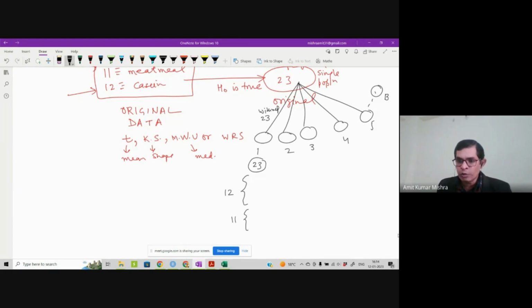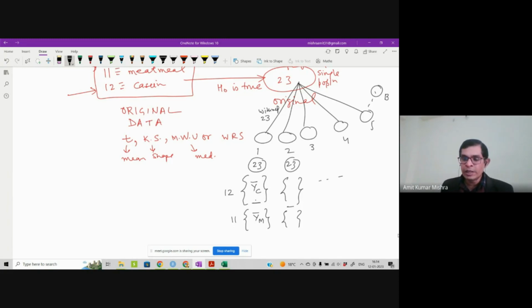So choose the first 12, find out the mean, call it yc bar, and find out the mean of the other group, call it ym bar. Find these means and take the difference of the two. Similarly, for the 23 data sets, repeat the process and take the difference.